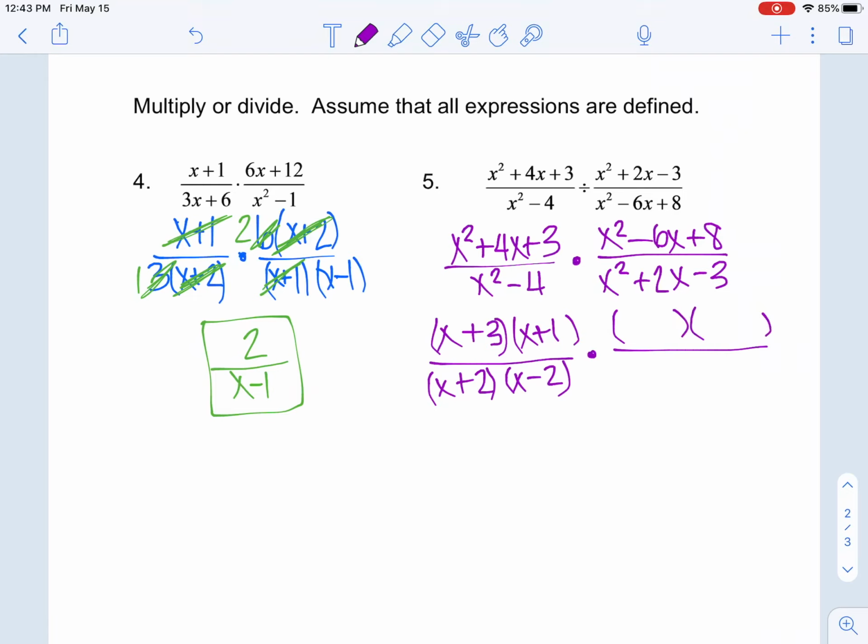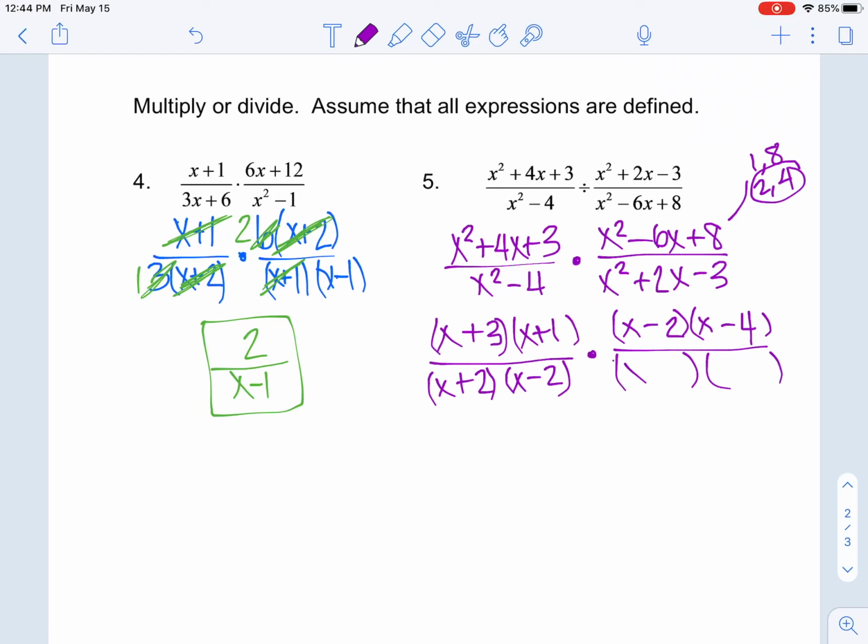Now for our second fraction, let's factor the numerator. We have x and x. The factors of 8 are 1 and 8, or 2 and 4. So we would want to use 2 and 4 because we're trying to get them to add up to a -6. And in order to add up to -6, these would both need to be negative.